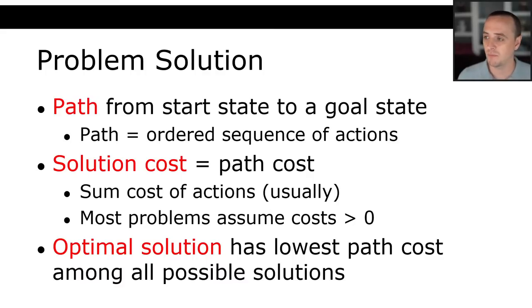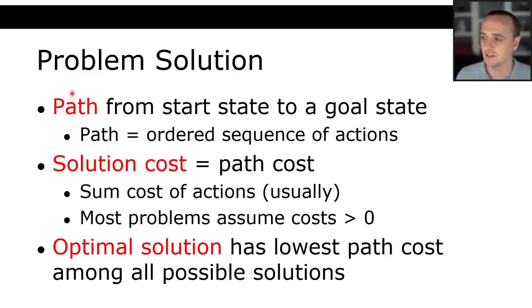But depending on what my cost function is, so if it's distance, then there will be one optimal path from St. John's to St. Anthony. That will be the one, if I'm worried about distance, that has the lowest sum of distances of all my actions. So essentially, how far did I drive, right?